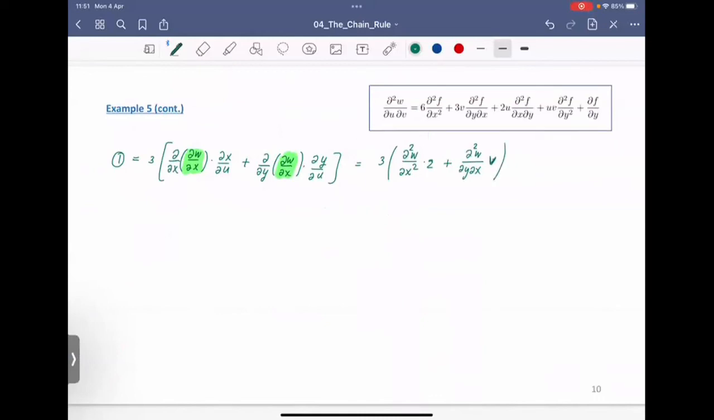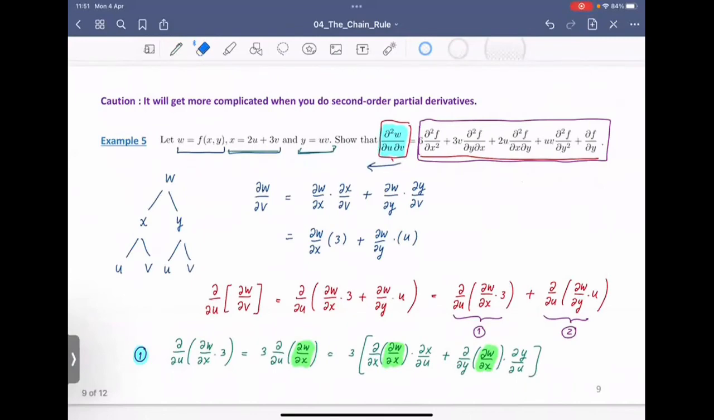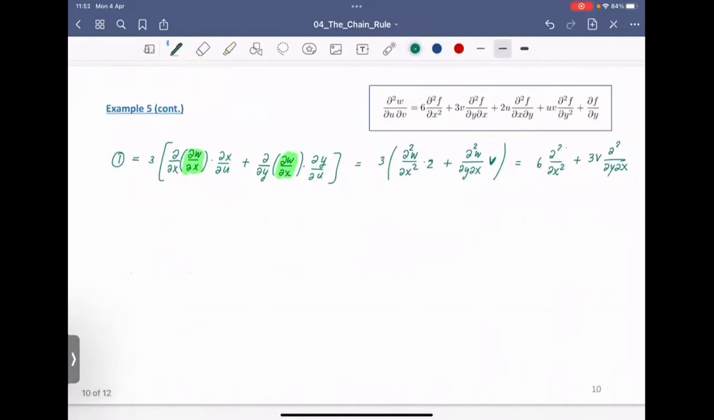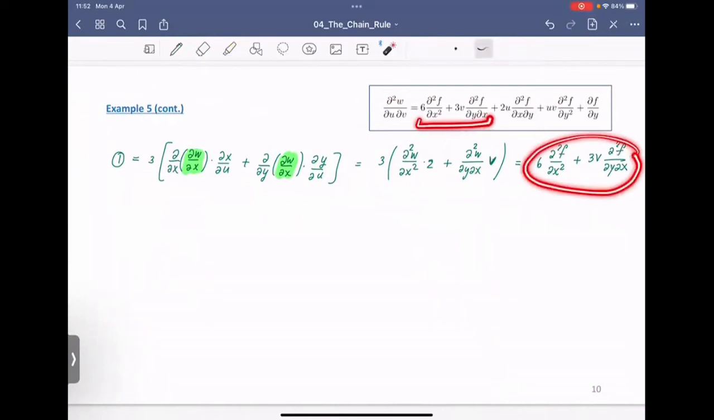Okay, so looks like we have something good because we have 6 times ∂²w/∂x², and you have 3v ∂²w/∂y∂x, which means if you change the name w to f, which you can because in the first place you have w equal to f(x,y), so you can replace it here by f. Basically, from the first term, you have these 2 terms already. So you need to show that the second term gives you another 3 terms here, and that will be done for this question.